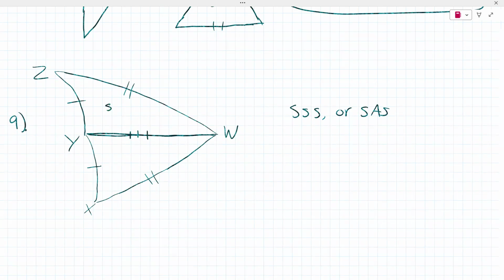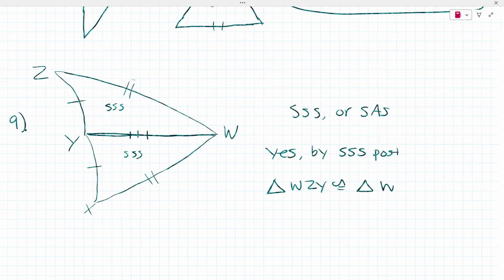So I think this would be SSS for this one because you have a side, a double side, two check marks, and then a third one. So you have three different sides that are congruent. And then the same with this side, two check marks, and then three. So that's SSS. I'm going to say yes by SSS postulate. And then you could say triangle WZY is congruent to triangle WXY.